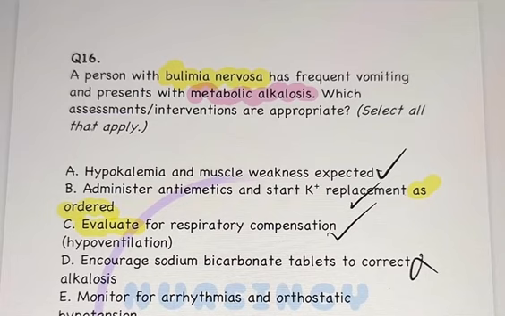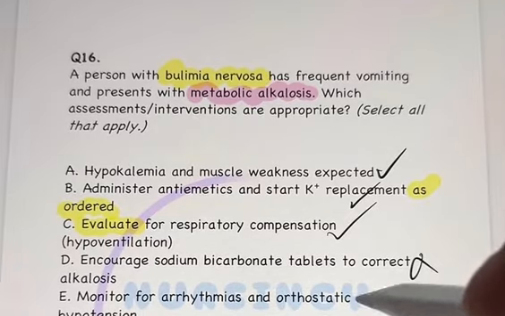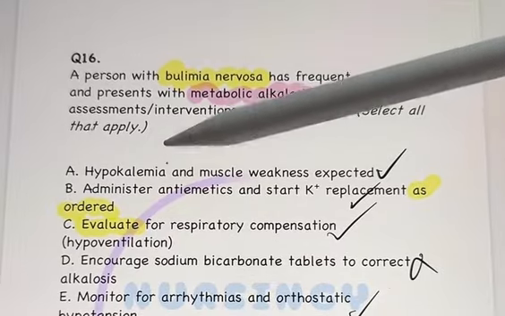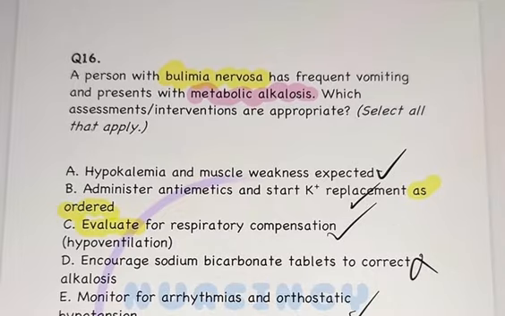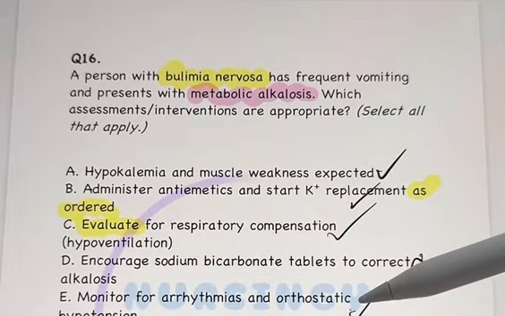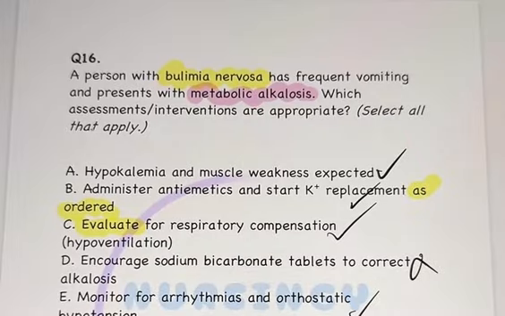What about E, guys? Monitor for arrhythmias and orthostatic hypotension. We just done that. Yes, E is yes, because hypokalemia can cause arrhythmias and orthostatic hypotension. Because why? Hypovolemia. The body is not retaining the fluid. Body is having vomiting. Patient is dehydrated. We are having hypovolemia kind of shock. And in hypovolemia, you will always see orthostatic hypotension. Okay. Alrighty, let's do question number 17.